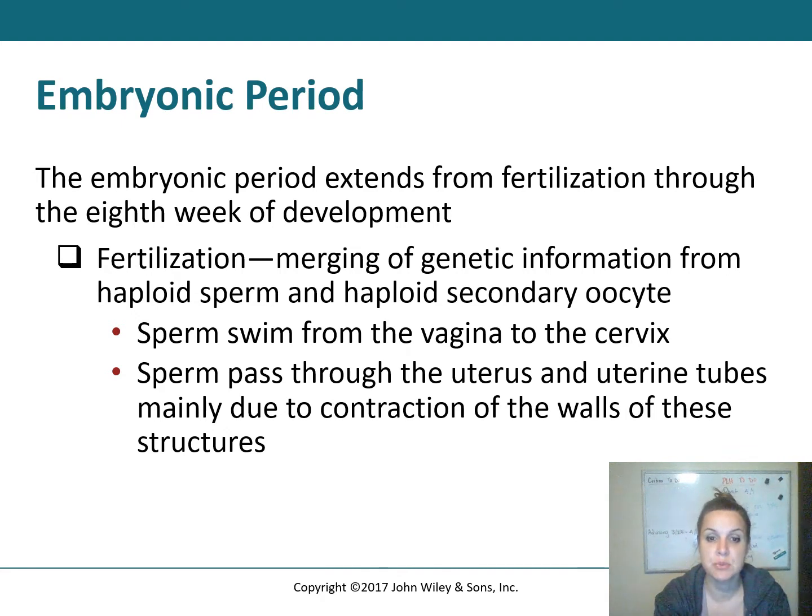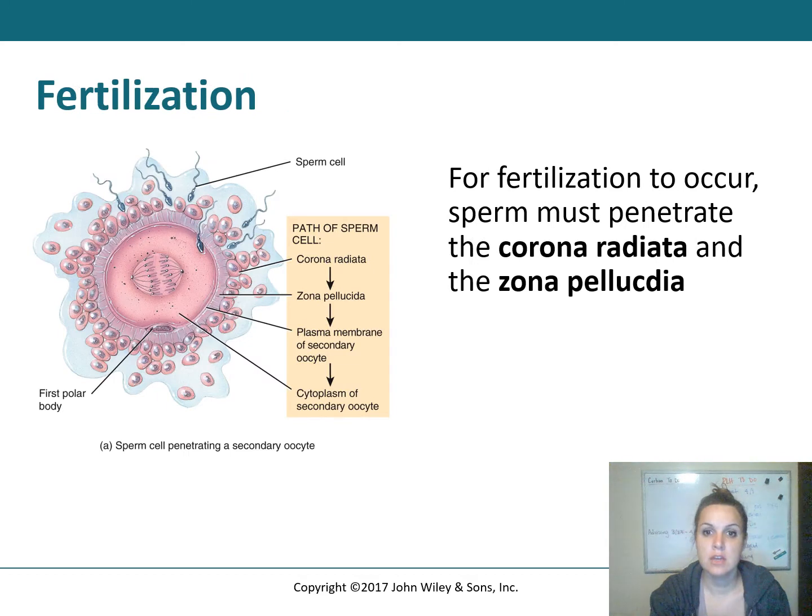The sperm swim from the vagina to the cervix, and then they pass through the uterus and the uterine tubes, and this is mainly because of contractions of the walls of these structures. In order for fertilization to occur, the sperm have to penetrate the corona radiata and the zona pellucida. Remember we talked about corona radiata in the previous chapter. And so basically they're going to have to get through two cell layers in order to fertilize.